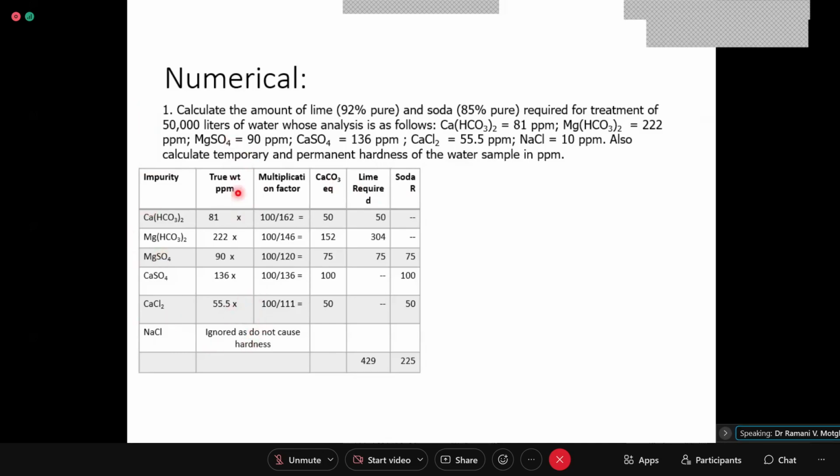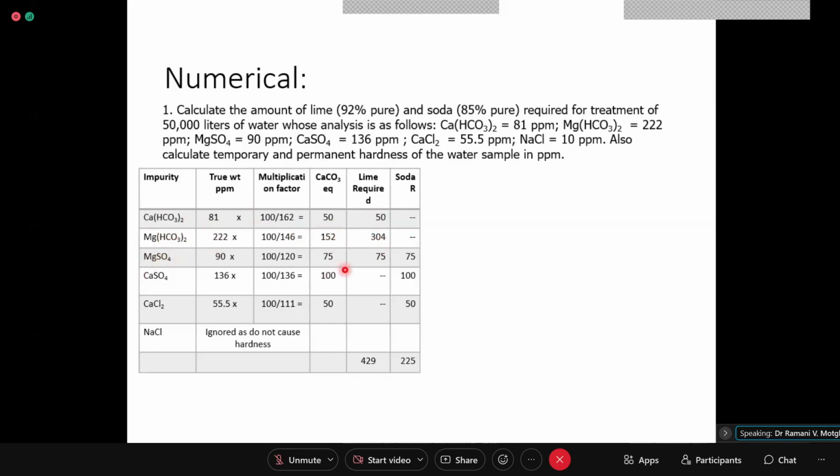What you are supposed to do is you have to multiply the true weight of impurity by the molecular weight of calcium carbonate by the weight of this particular salt. So this becomes your multiplication factor and you get the CaCO3 equivalents. Then in the lime required column and soda required column, you have to refer to those 6 reactions that we have written. Lime removes calcium temporary hardness, equivalent quantities are required. Then magnesium temporary hardness requires 2 into the magnesium temporary hardness. So 152 into 2 is done here.